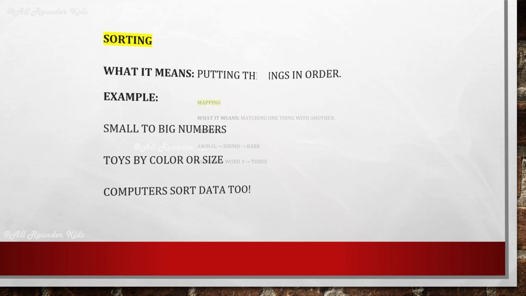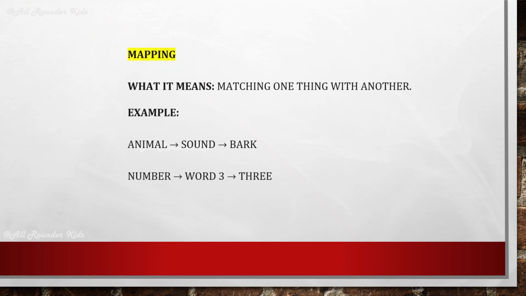Mapping. What it means: matching one thing with another. Example: animal, sound, bark; number, word, three.